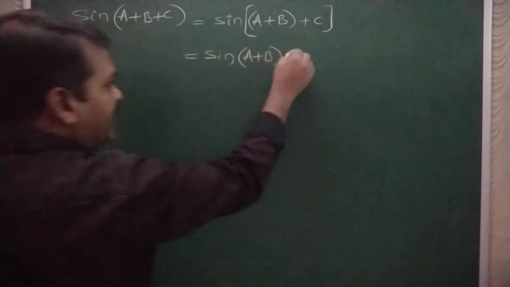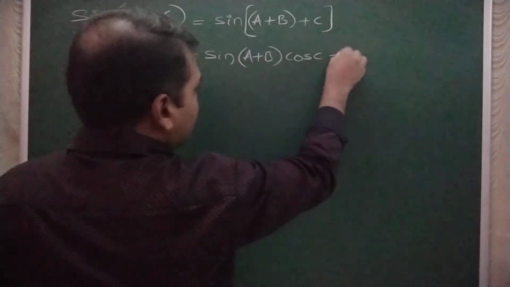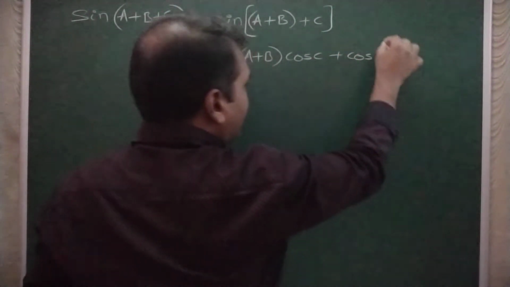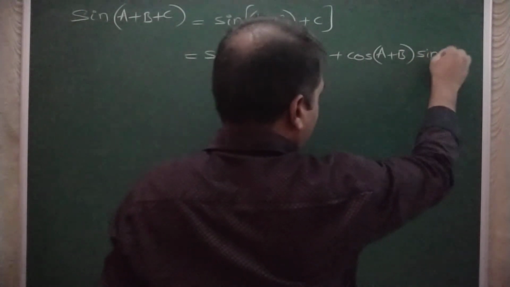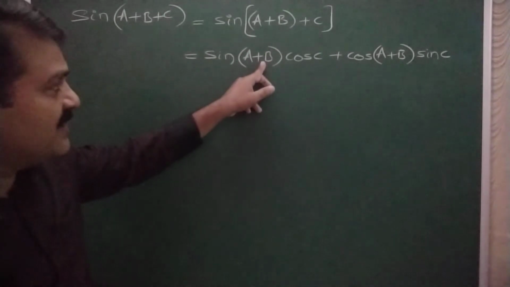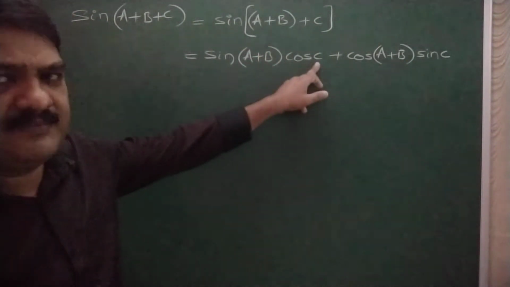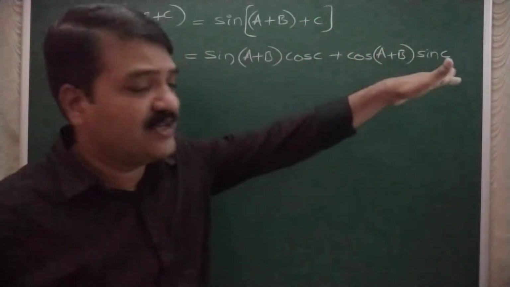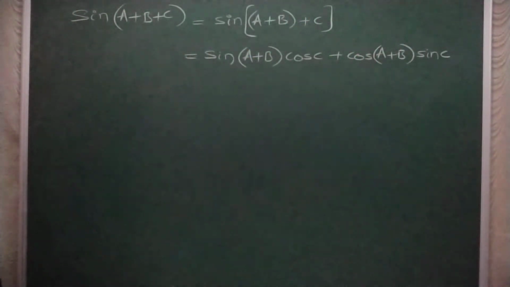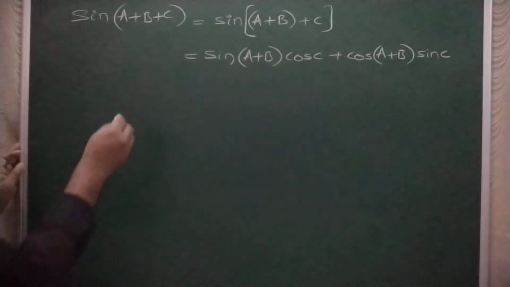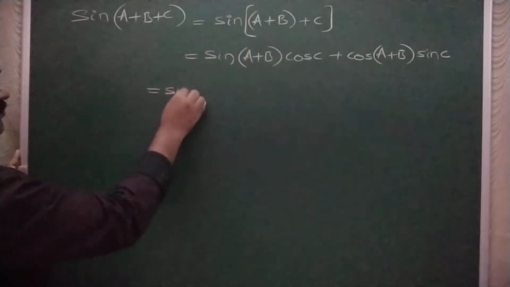So sin A cos B plus cos A sin B model. I am writing the formula first. So sine of first angle into cos of second angle. That is the basic formula. Plus cos of first angle into sine of second angle. Now again sine(A plus B), cos(A plus B), we know the formulas. So that I will substitute now.